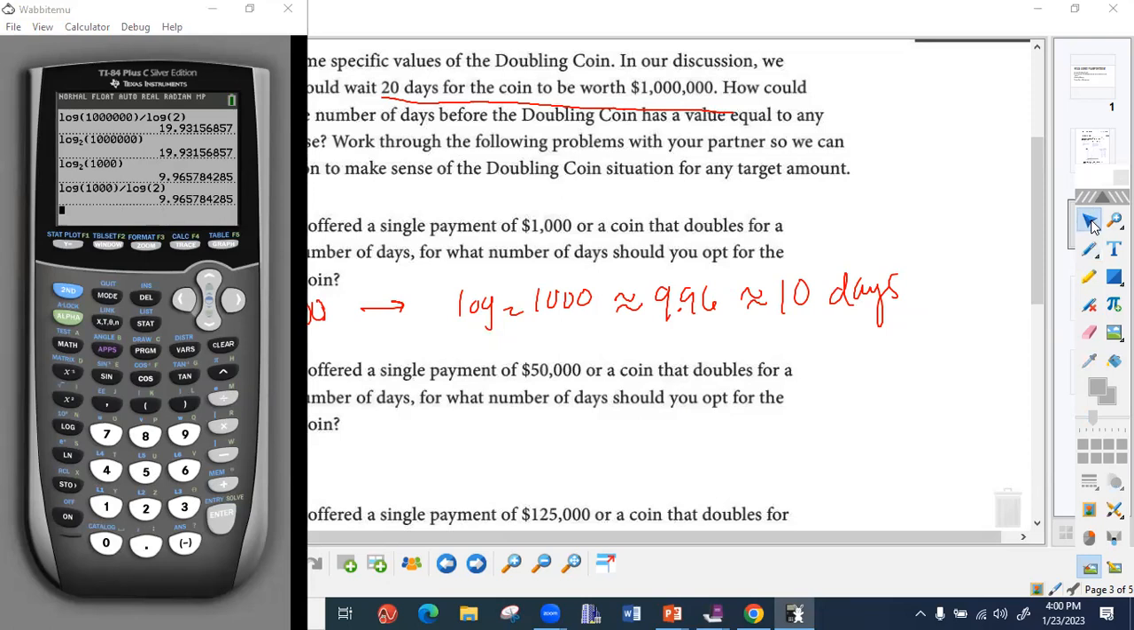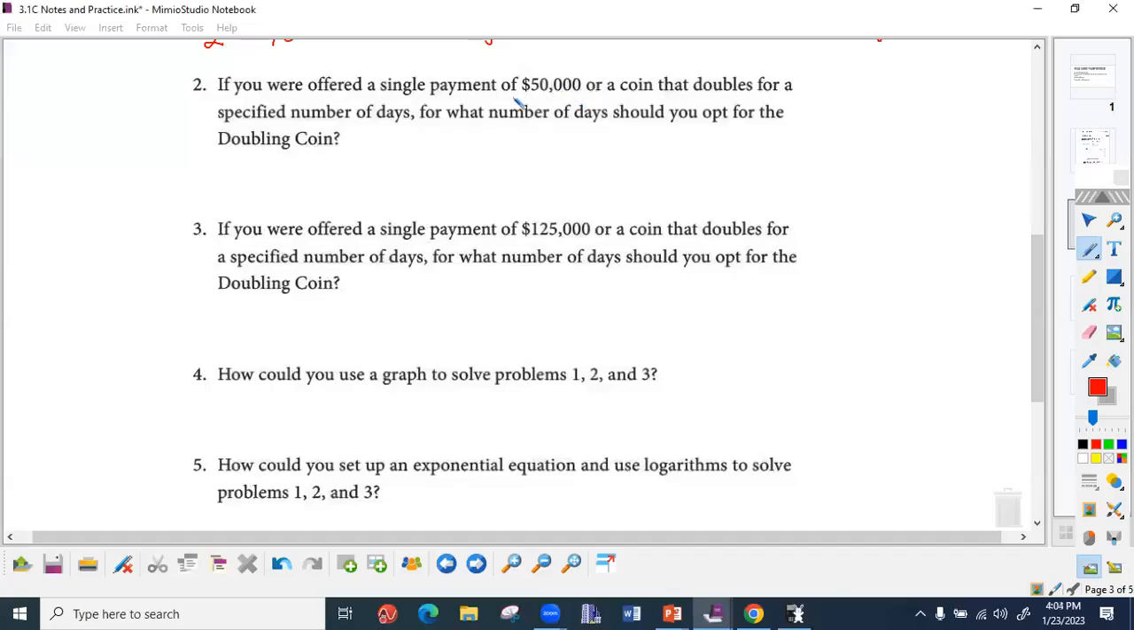All right, so either one's going to work. At your table, I would like for you to take a moment to do 2 and 3, and then we're going to check on your answer. Okay, you're going to do 2 and 3 at your tables. Notice that our payments are 50,000 and 125,000. Check with your peers. So for this one, it wants to know how many days would it take for us to have 50,000.